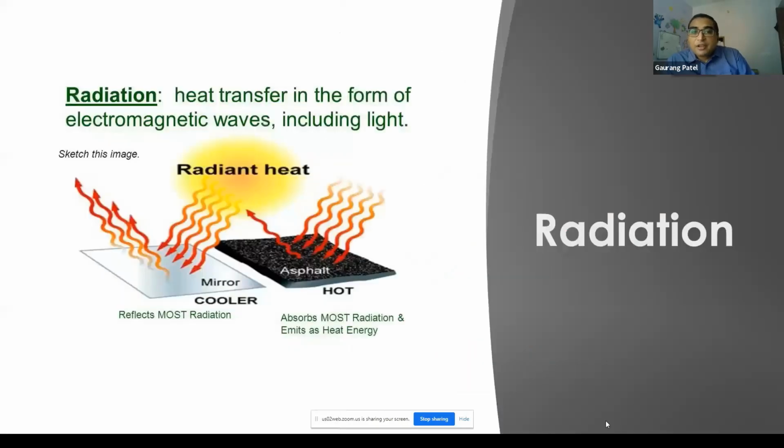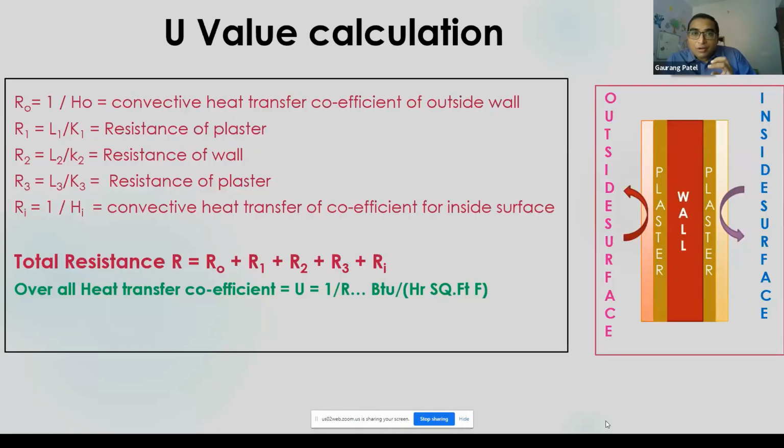And third is radiation. While studying from books, we have done various examples, and we know that no pure conduction, no pure convection, no pure radiation is possible. Whenever you do any practical example, it is always a mix of all these three. Now, one of the important parameters when we come to sensible load calculations is the U value.